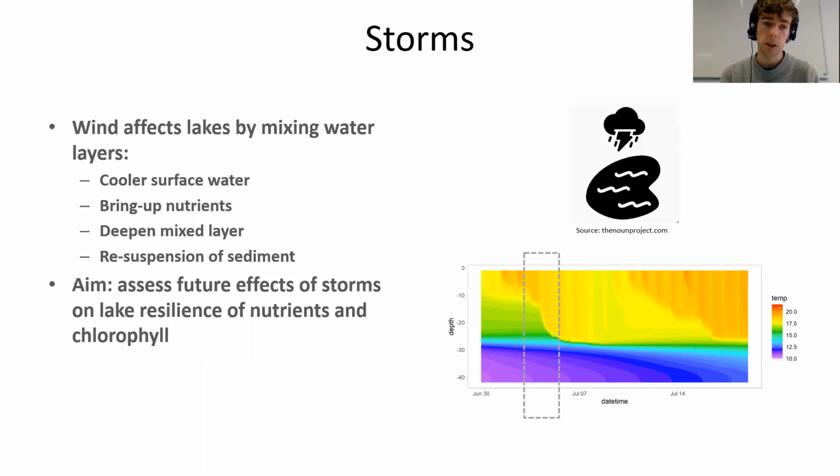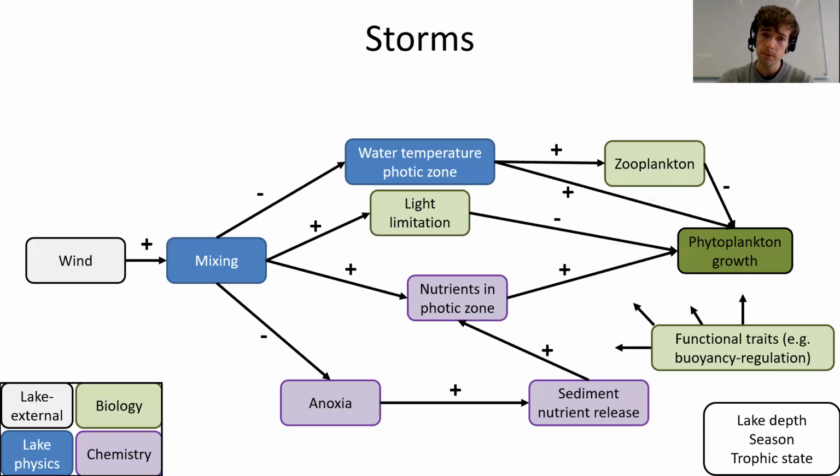And the overarching aim of my PhD is to assess how the response of nutrients and chlorophyll to storms changes with climate warming. So how do they respond to storms and how do they recover from it? And if we try to link the effect of wind on phytoplankton growth, we quickly get a quite complicated figure. As wind stimulates mixing, nutrients are mixed into the photic zone, which can boost phytoplankton growth. But as the mixed layer is deepened, there's more light limitation, which can have a negative effect on growth.